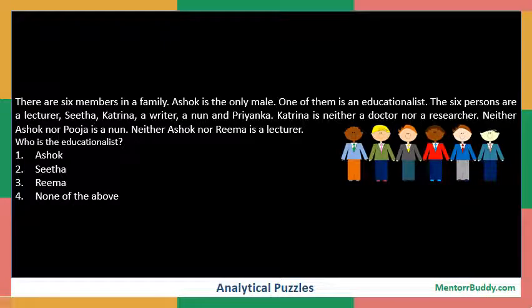We have a question based on analytical puzzles. It says, there are 6 members in a family. Ashok is the only male. One of them is an educationalist. The 6 persons are a lecturer, Sita, Katrina, a writer, a nun, and Priyanka. Katrina is neither a doctor nor a researcher. Neither Ashok nor Pooja is a nun. Neither Ashok nor Rima is a lecturer.